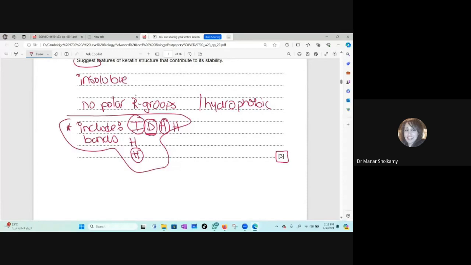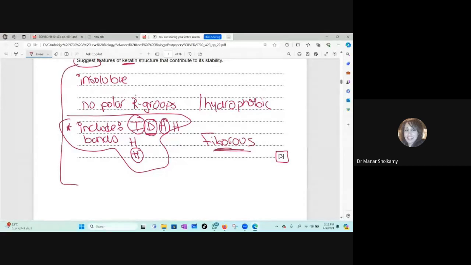Also, we studied two types of proteins, fibrous and globular. Do you think that this type of protein, keratin, is fibrous or globular? Fibrous, because it was the fibrous that was insoluble, and the globular was soluble.